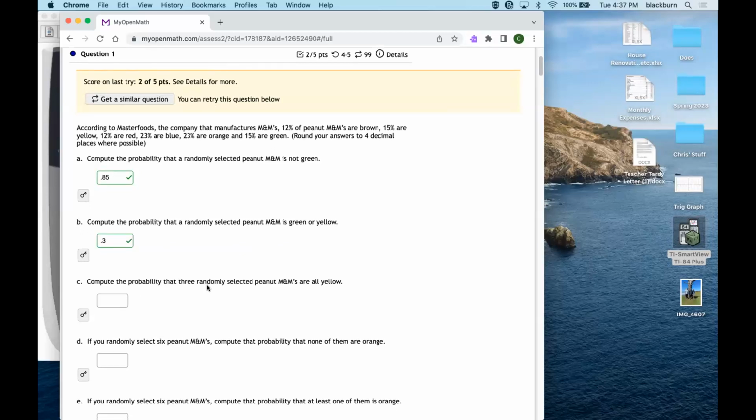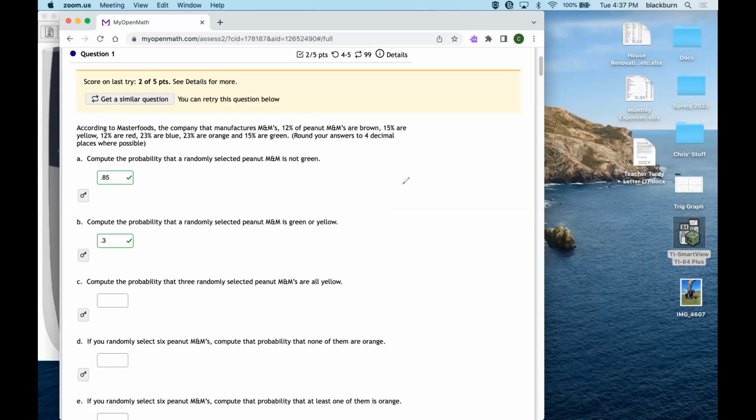Compute the probability that 3 randomly selected peanut M&Ms are all yellow. Okay, so we got some work to do here. If we assume that we have 100 M&Ms, then we have 12 brown, 15 yellow, 12 red, 23 blue, 23 orange, 15 green. So compute the probability that 3 randomly selected M&Ms are all yellow.